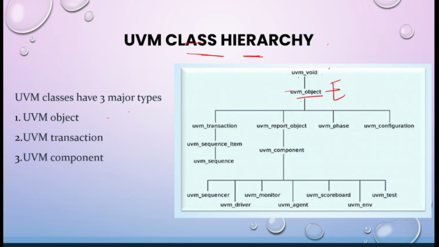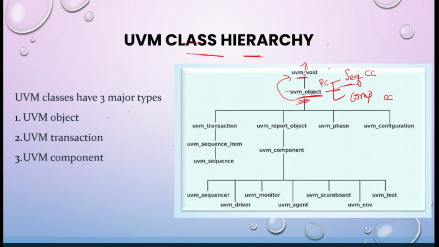Okay, so basically UVM void is the parent class, and UVM object is derived from UVM void. And again, object is categorized into two branches: one is the sequence branch and another is the component branch. So UVM object is the parent class, and it has two child classes, which are the sequence class and the component class.